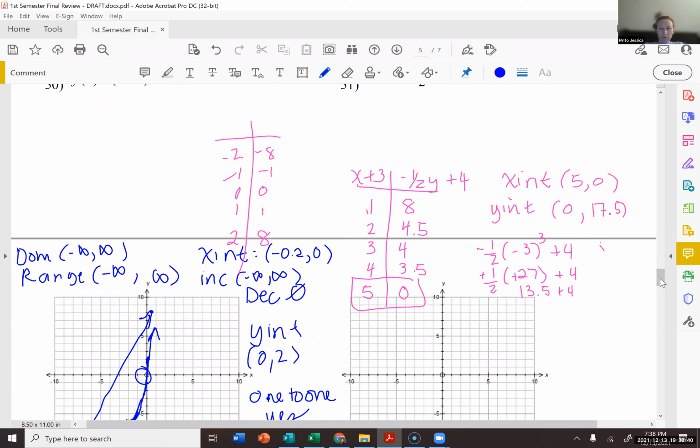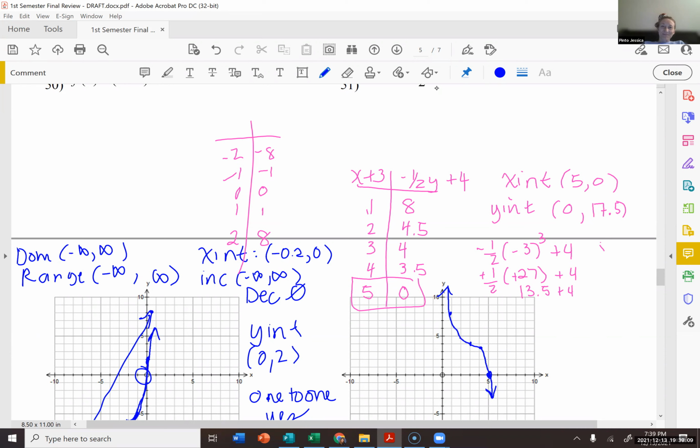So (5, 0). (4, 3.5). (3, 4). (2, 4.5). And (1, 8). Okay, so I kind of got it. So I'm going to clear out this work that I did so that I can do the analysis.